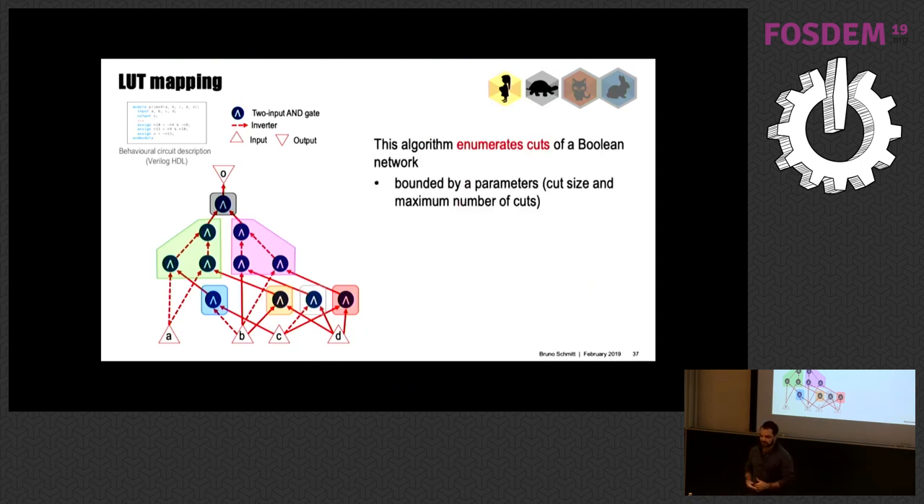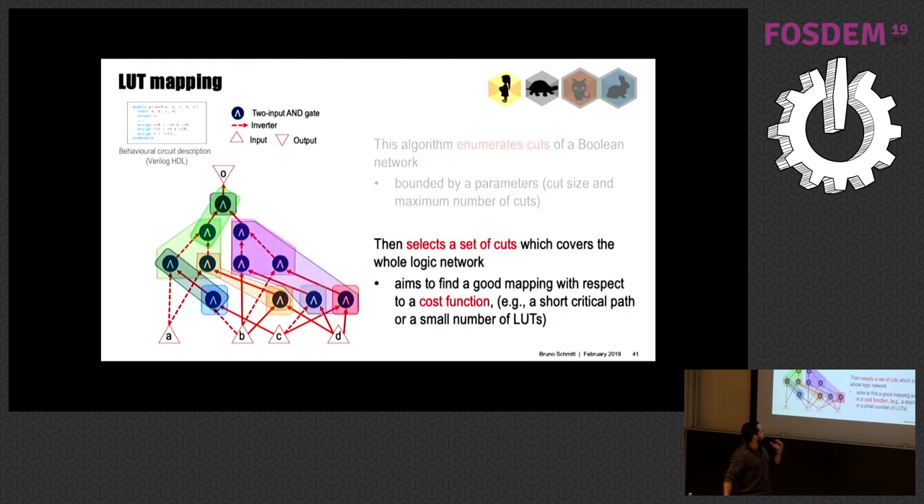So what we do first is that we do cut enumeration, and we do it bounding some parameters. We bound the size of the LUT because we are only interested in cuts with a maximum of three inputs. And then we also give a maximum number of cuts because we don't want to keep enumerating different cuts forever. So we take this representation, and then we can enumerate a little bit more cuts. And then when you're happy about the number of cuts that we have, we select a set of cuts that will map the whole logic network.